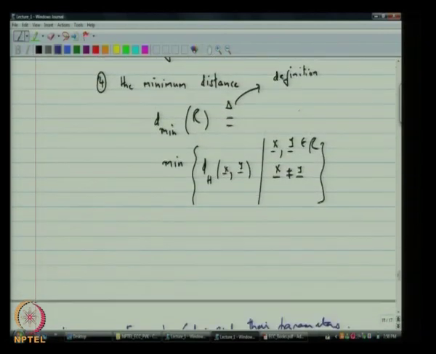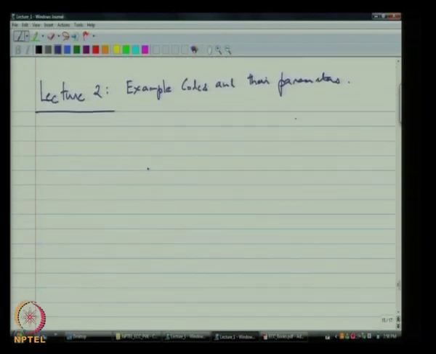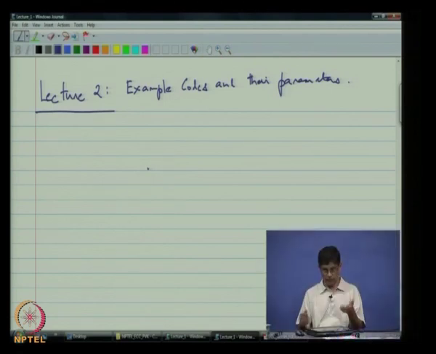So, having introduced the parameters, what we will do today, and that is the title of our talk, is look at some example codes and their parameters. Now, typically I ask questions in the class and say, does anybody know of an error correcting code, and usually we do get responses, and the most common responses are very good examples to begin this theory with.